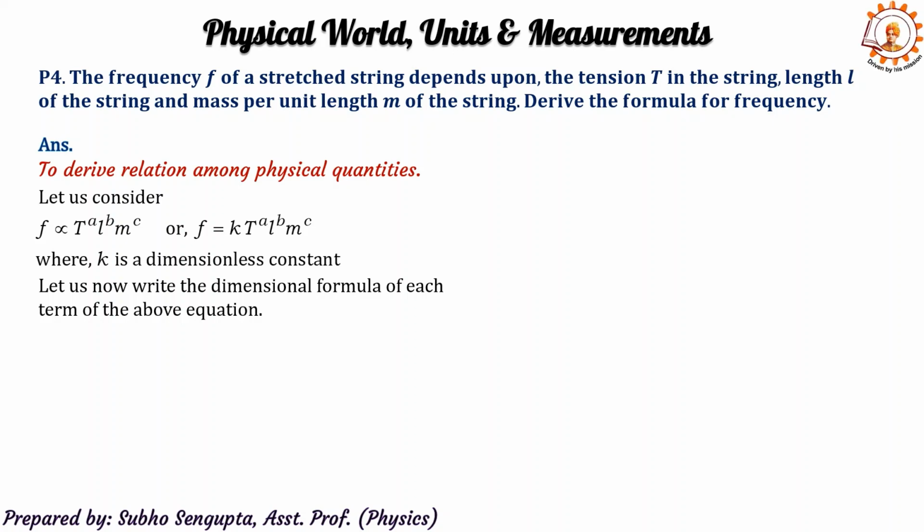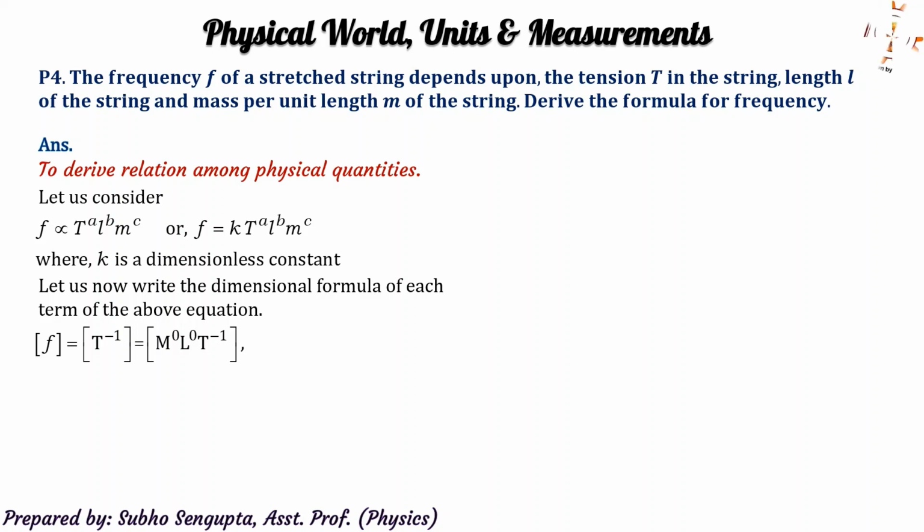Frequency is the number of complete oscillations per unit time. It is mathematically expressed as the reciprocal of time period. So, the dimensional formula of frequency is [T^-1]. In terms of M, L, T, we can write the dimensional formula of frequency as [M^0 L^0 T^-1].